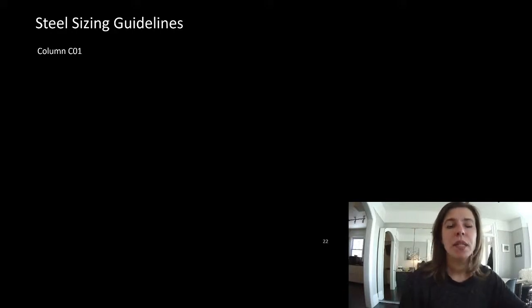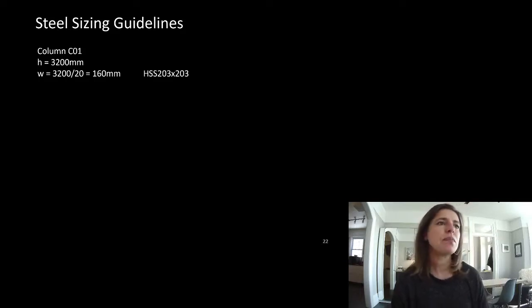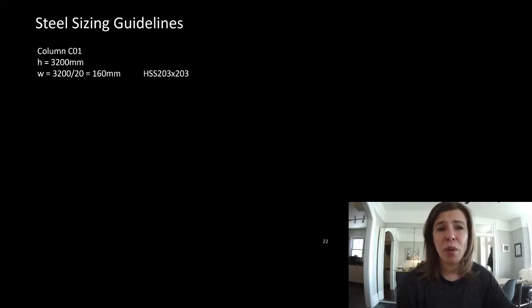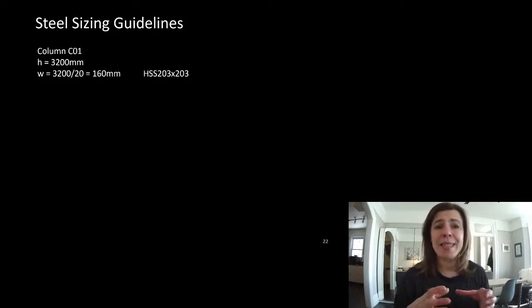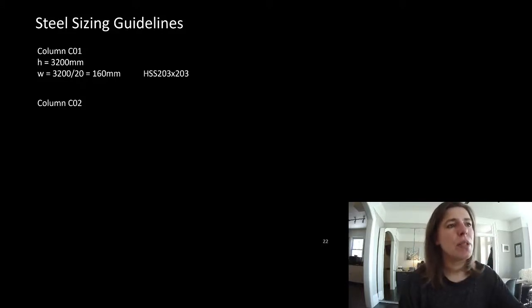So now let's take a look at the columns. Let's talk about column C1. We know the story-to-story height was 3.2 meters. That's a short column. I said all the ones we're going to be talking about are going to be short columns. So 3.2 meters, or 3,200 divided by 20, is 160. So an HSS 203 by 203 seems like a good thing to draw on our drawings. We wouldn't want to draw 152 by 152 because we might be surprised later to find out that we needed a bigger column.